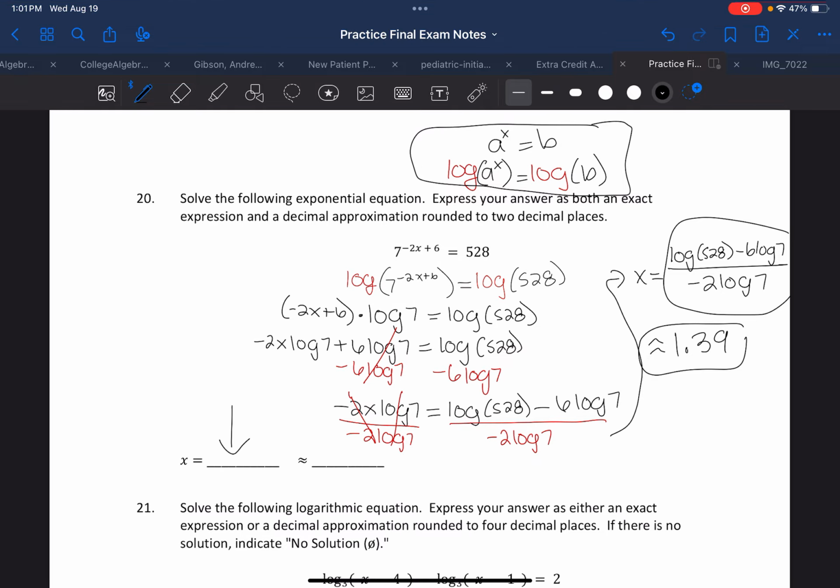Okay, so once you use that exponent rule, it's all about algebra. And you just need to know that the log 7 and the log 528, those are just numbers. So you treat them just like a regular number until the very end, using the same algebra you would if that was just a regular number to get x by itself.